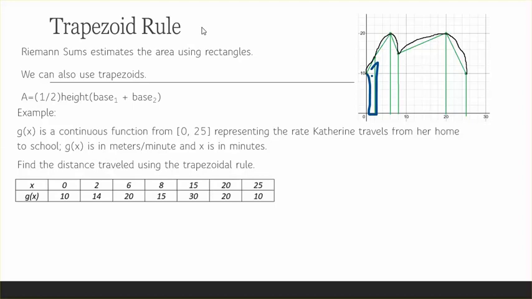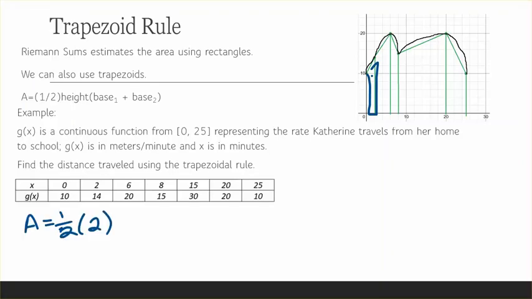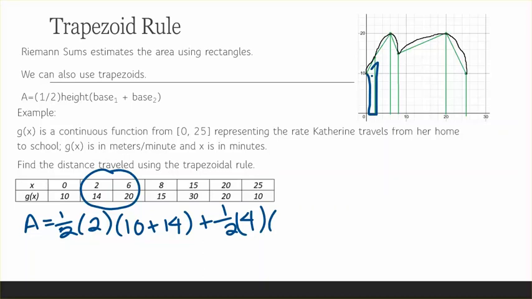That distance on the x is actually considered the height. So my first trapezoid will have an area of 1/2 times the height, which is 2, times the sum of the bases, 10 plus 14. Okay. Now my second trapezoid will be made up by the next two numbers. From 2 to 6 is a difference of 4. So 1/2 times 4 times 14 plus 20.